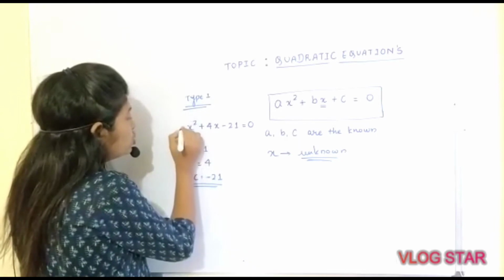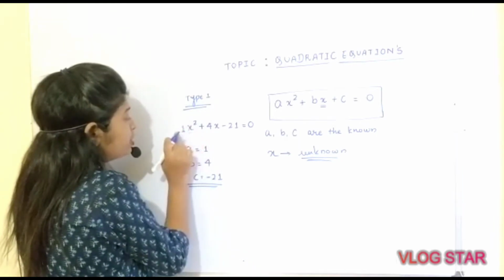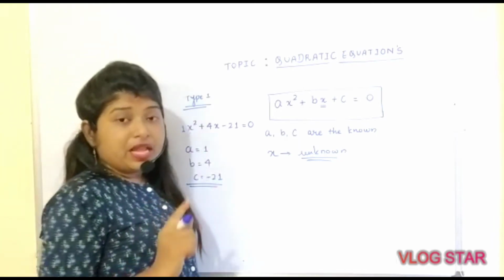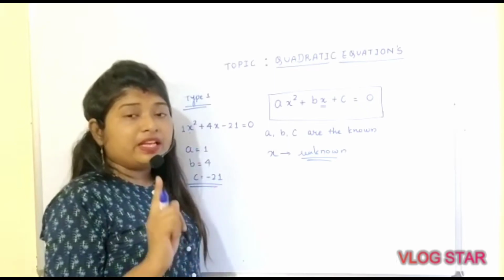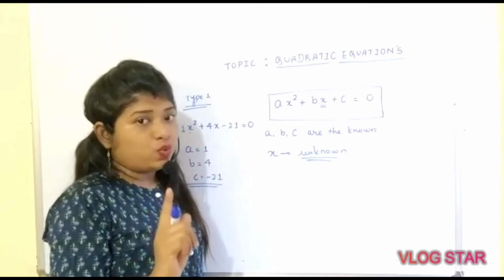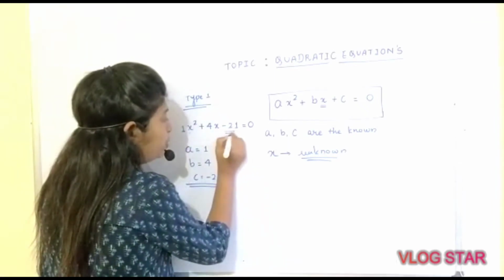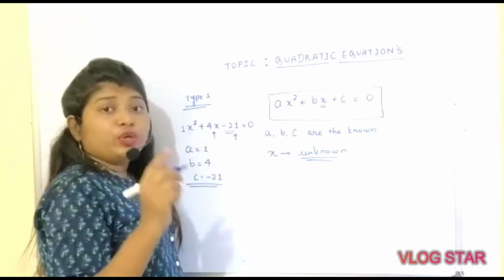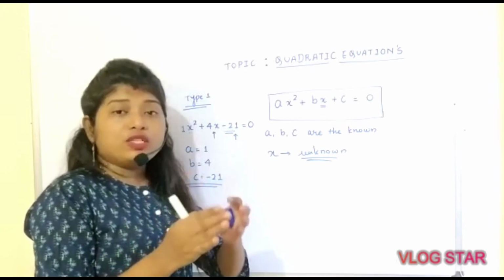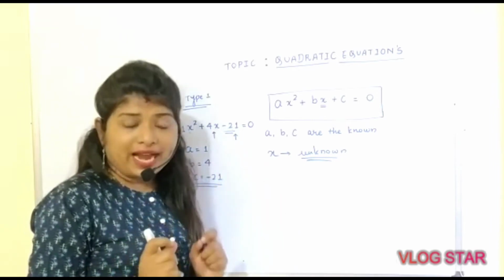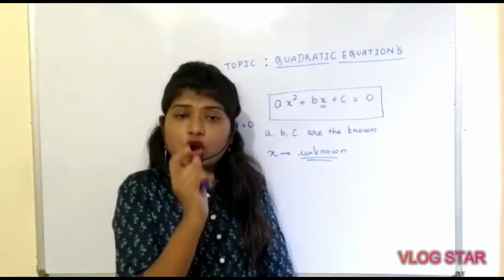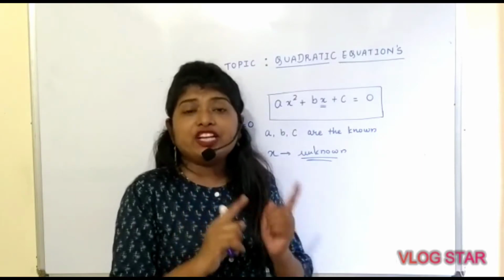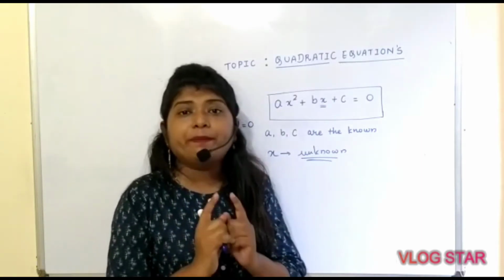The coefficient of x² is 1. This method is applicable if the coefficient of x² is 1. So what you need to do, this is your constant term, this is the middle term. You have to split the constant term in such a way that the product will be the constant term but the addition or subtraction will be your middle term.